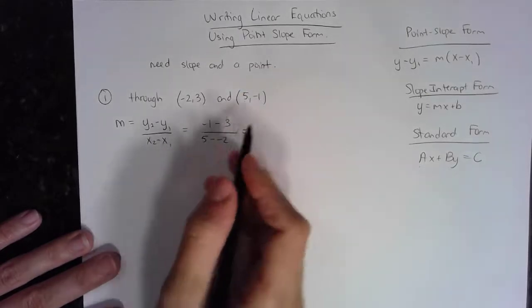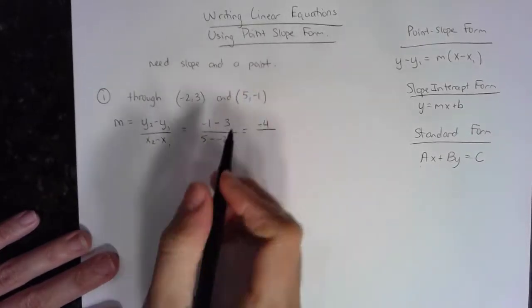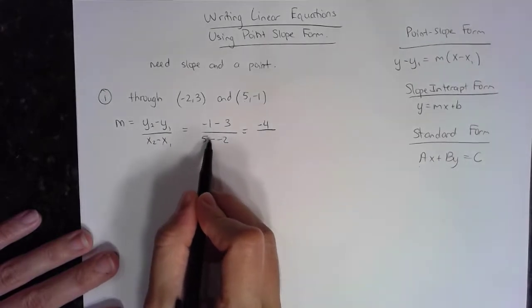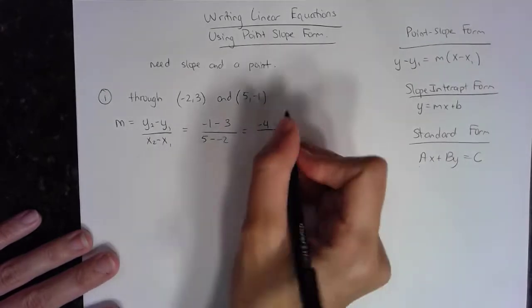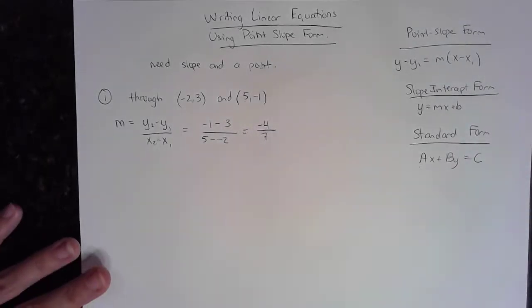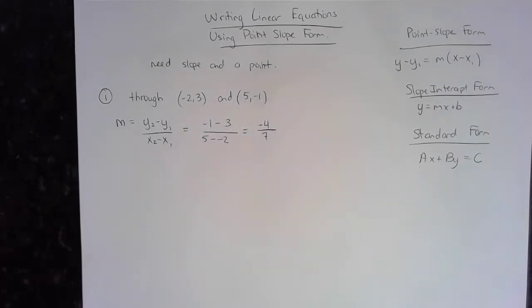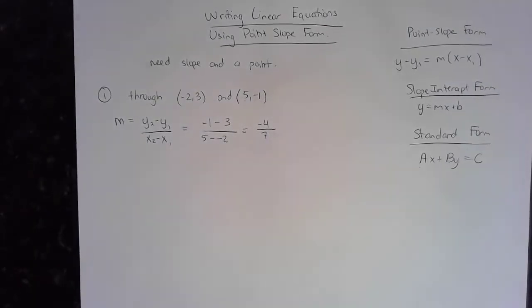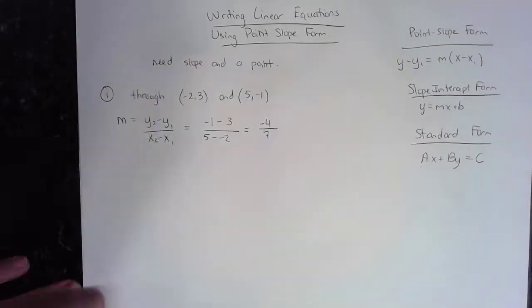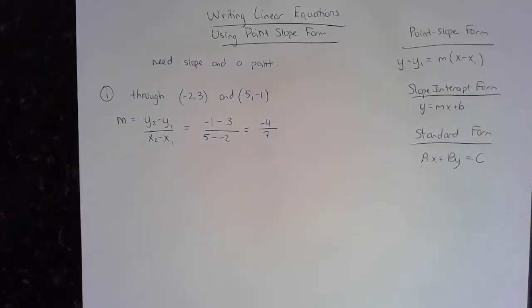Okay, -1 minus 3 is -4. When I do 5 minus -2, a minus minus becomes a plus, so this is 5 plus 2, or 7. So the slope of this line is -4/7. So now I have 2 random points, and I have a slope. Because it's not a y-intercept, I'm going to use the point-slope form of a linear equation to write the equation of this line.